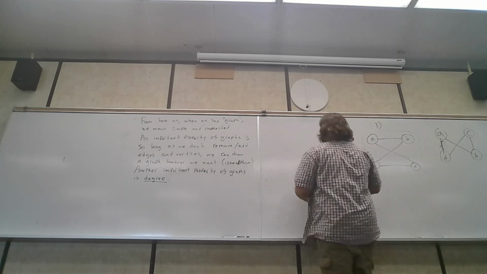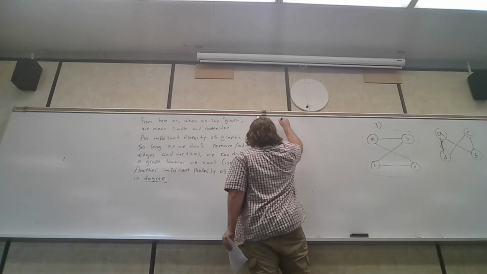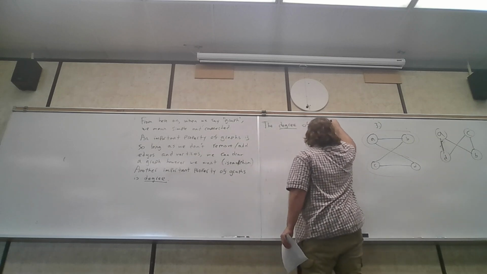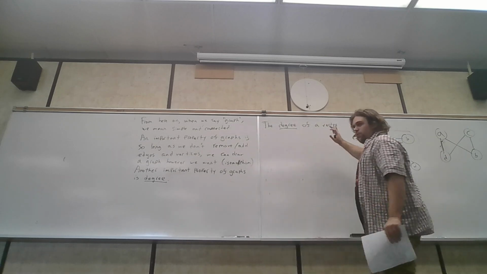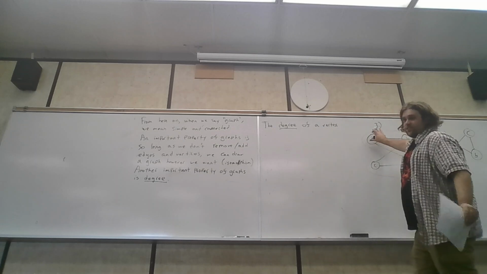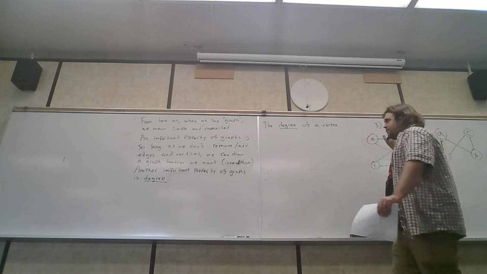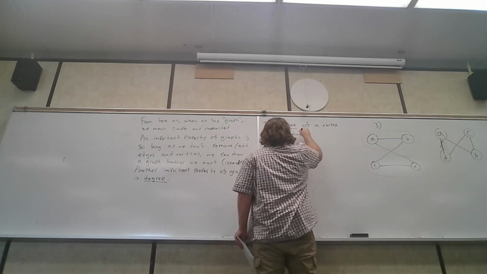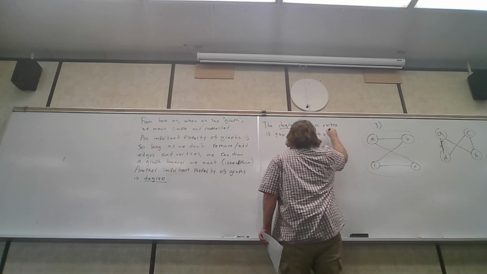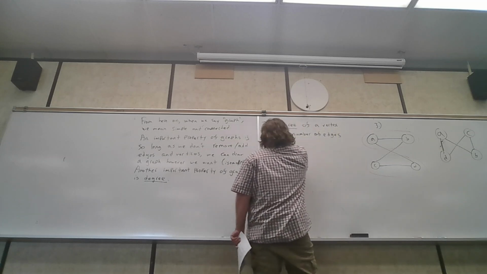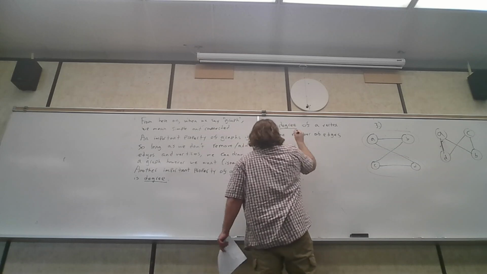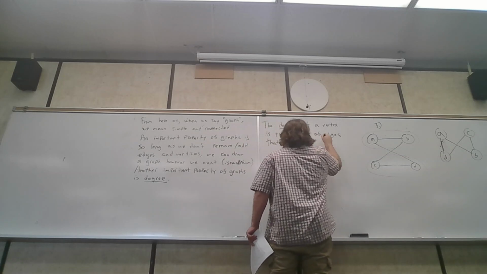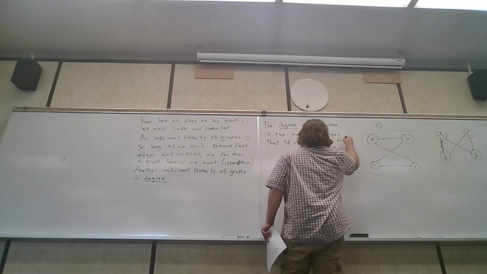So degree of a vertex. Again, we're using the word vertex all the time. Remember, it's just one of these. It's just a point or node or whatever you want to call it. It's just one of those. Degree is the number of edges that stick out, for lack of a better word, or are connected from that vertex.